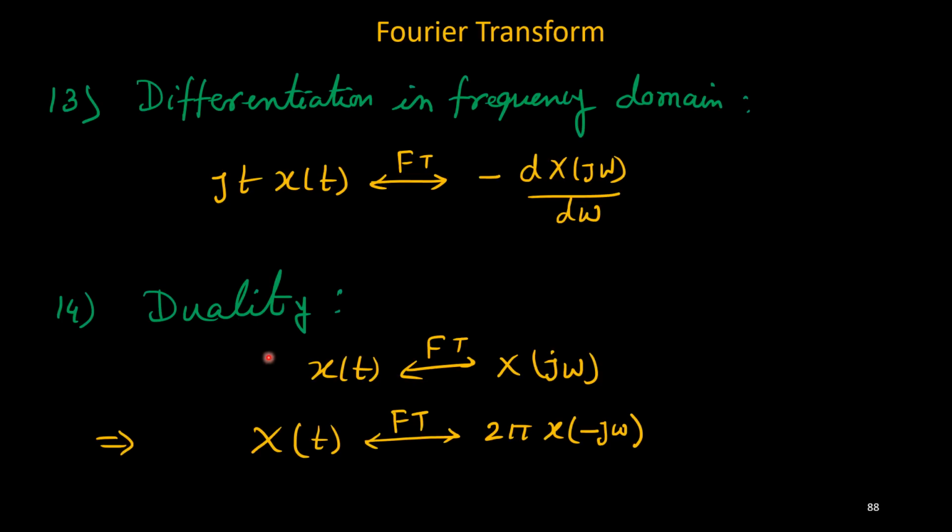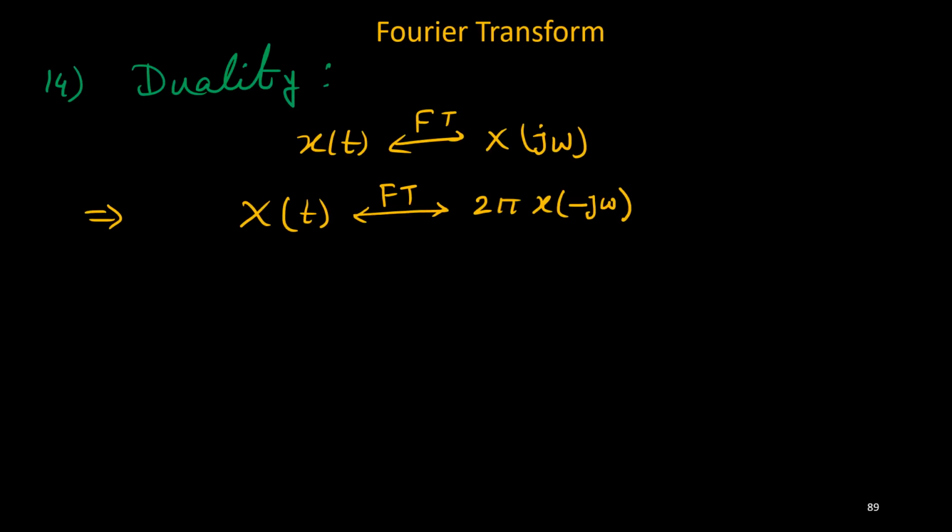Duality. This is another important property. If x(t) has Fourier transform X(j omega), then if I take this shape, capital X, in the time domain, that is capital X of t, then its Fourier transform will be 2 pi times small x, but here it should be replaced by minus j omega. Okay, that's all. So this is useful. I'll show you one example of this duality property.